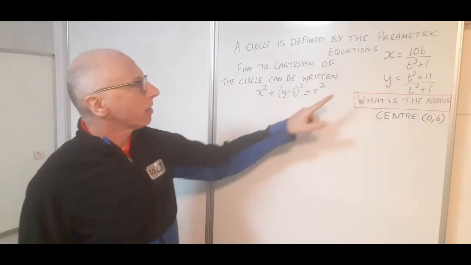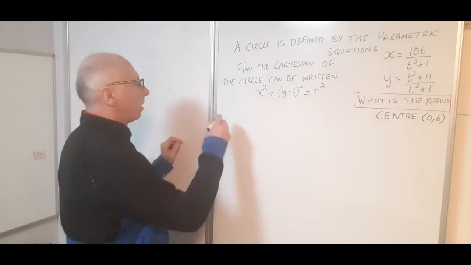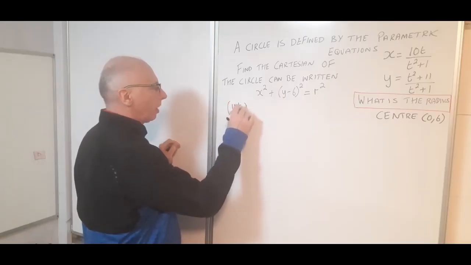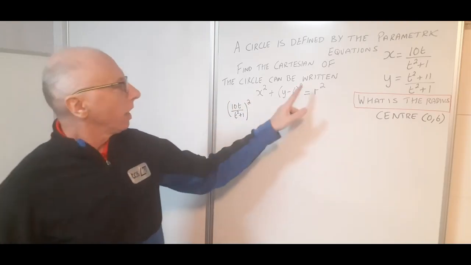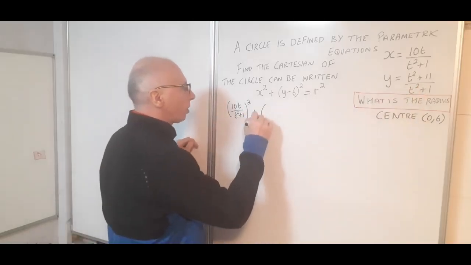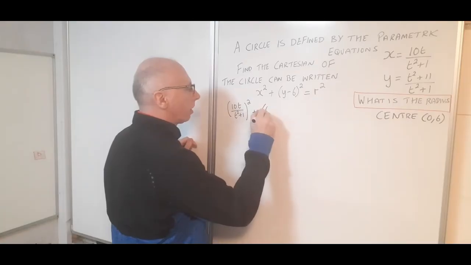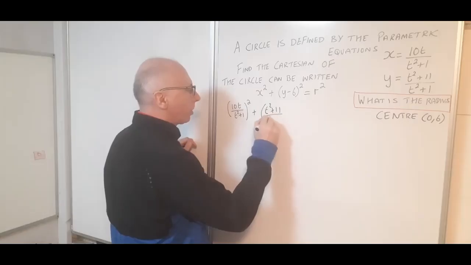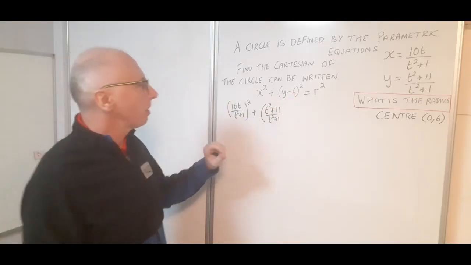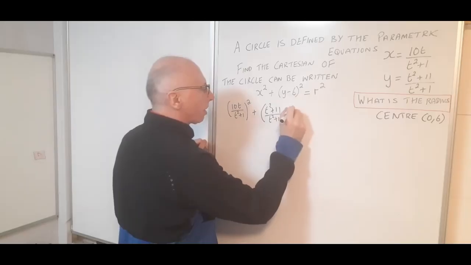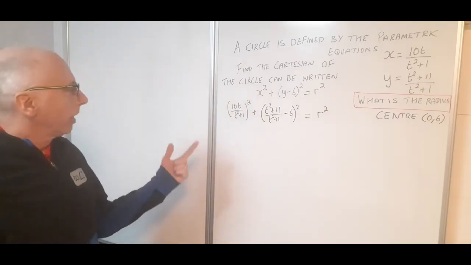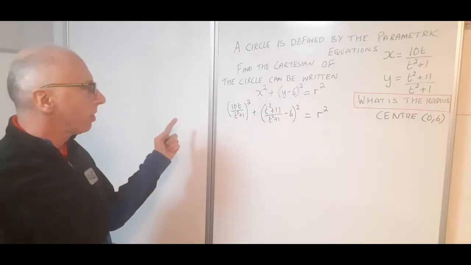So we've got this for x, so I can substitute that in here. So now I've got 10t over t squared plus 1, and that would be all squared. Then I've got (y minus 6) all squared, so let's be careful here. So plus t squared plus 11 over t squared plus 1, and we need to include the minus 6. So minus 6, and that's all squared, and that equals the radius squared. Okay, right, let's just do the algebra in this and see where it takes us.